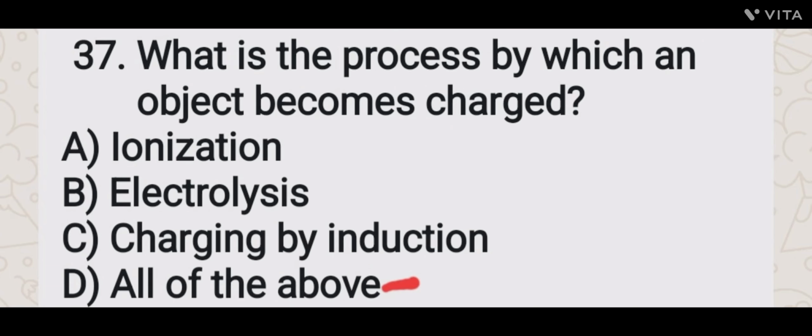What is the process by which an object becomes charged? Option D. All of the above. Ionization, electrolysis, charging by induction.